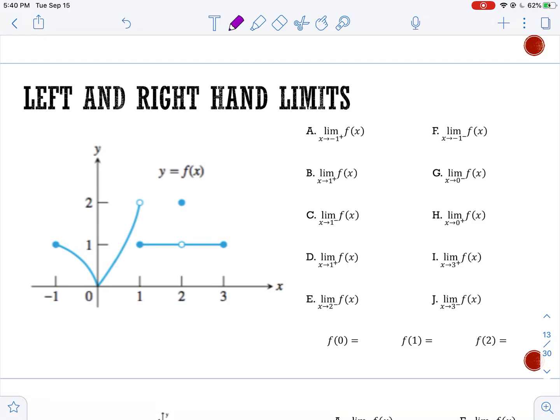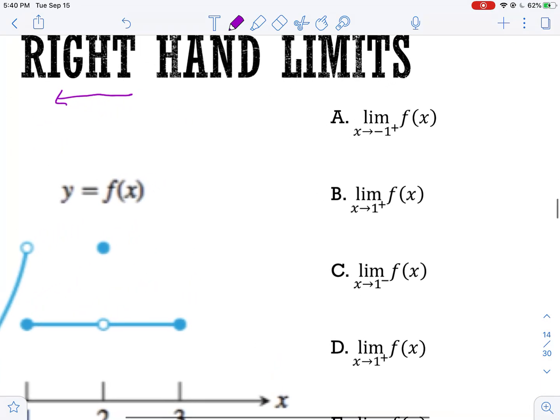All right. So left-hand and right-hand limits. Left-hand limits are what the graph is approaching as you're coming from the left-hand side, and right-hand limits are what the graph is approaching as you're coming from the right-hand side of the point. And so how we indicate that, right-hand limits have a little plus sign next to the number, and left-hand limits have a little negative sign next to the number.